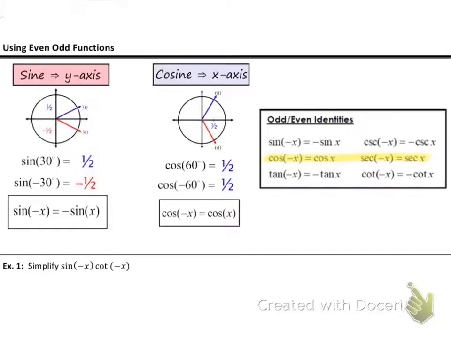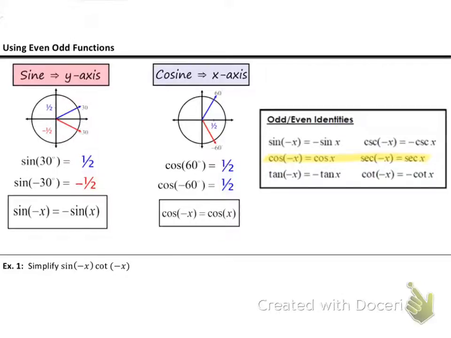Typically this is what they're going to give you, and this is going to be the simplified version of it, in most cases. Like I said, for these four, you just pull out the negative sign. Cosine and secant is the weird one where you can just get rid of it if it's inside the parentheses.